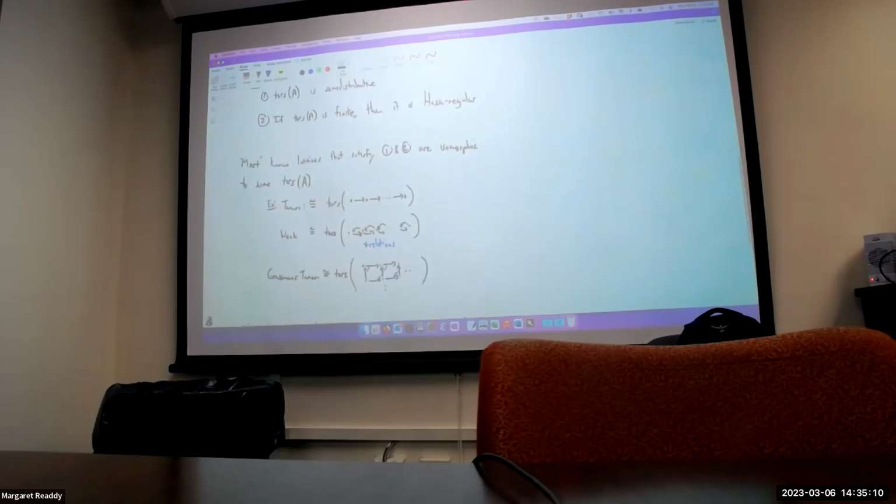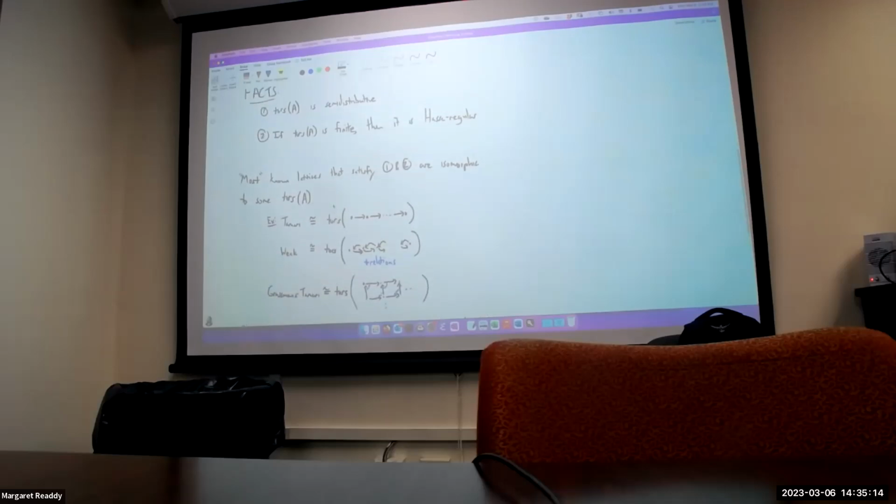Now, I would say most, in quotes, known lattices that satisfy these two conditions, being semi-distributive and Hasse regular, are some kind of lattice of torsion pairs. That's why I'm talking about it on the slide. For example, the Tamari lattice, which was on our list of things from the last slide, is isomorphic to the lattice of torsion pairs for the path algebra on this oriented path quiver. This is due to Hugh Thomas.